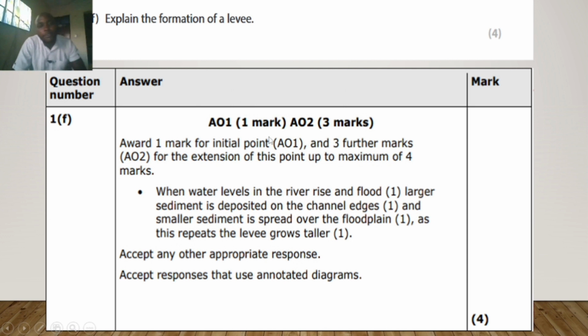Now the answer is here. We award 1 mark for the initial point, and then 3 further marks for explanation or extension of this point up to a maximum of 4, because the marks here are 4. So when water levels in the river rise and flood, larger sediment is deposited on the channel edges, and smaller sediment is spread over the floodplain. As this repeats, the levee grows taller, just as easy as that.